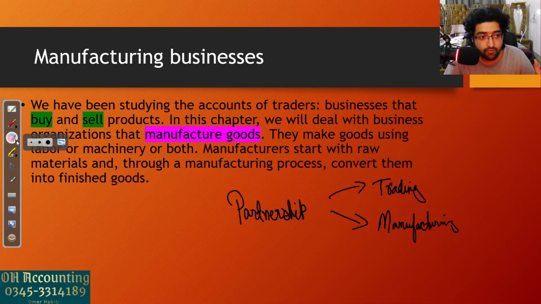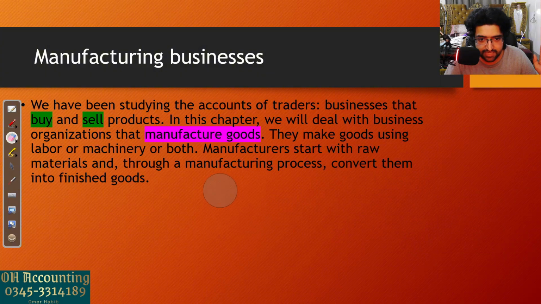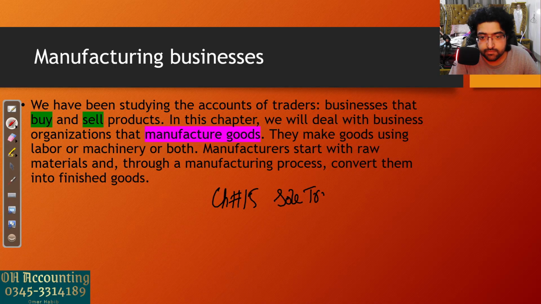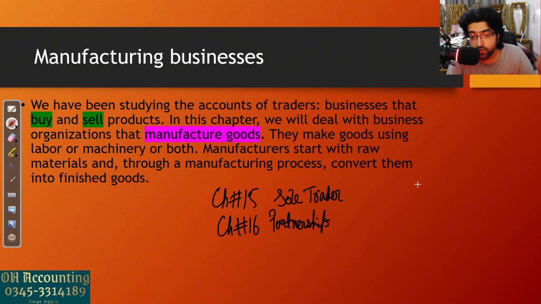For now, what we have discussed in chapter 15 and chapter 16, one second, let me write it here. For now, we have covered chapter number 15, which is sole trader, and then chapter number 16, partnerships. When we covered these topics, we were looking at the examples and the questions, assuming that they were trading businesses. There was no manufacturing involved or anything like that. Now we have to discuss manufacturing. They can also be manufacturing businesses, right?